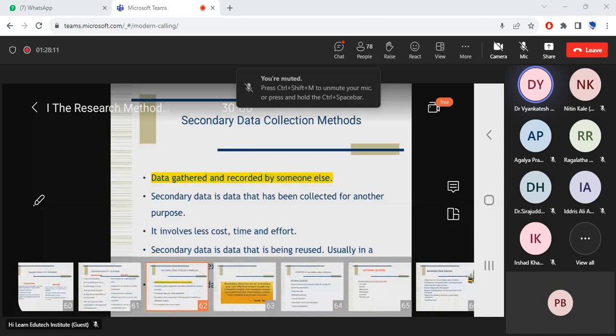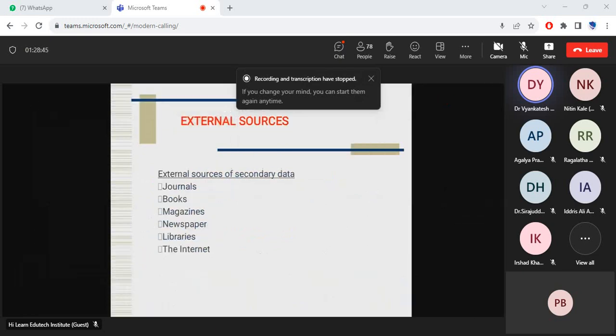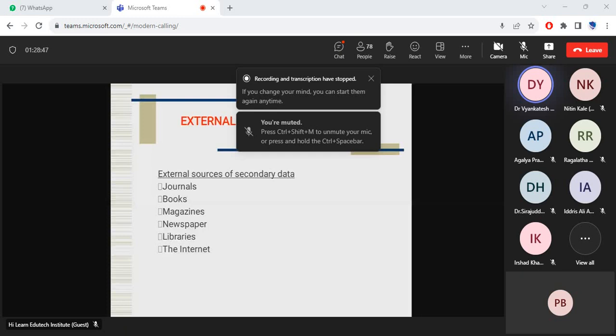Sources of secondary data collection. Internal sources of secondary data are usually marketing applications, sales records, marketing activities, cost information, distributor reports and feedbacks, and customer feedbacks. So these are the internal sources of secondary data collection. So external sources of secondary data are journals, books, magazines, newspapers, libraries, and the internet.